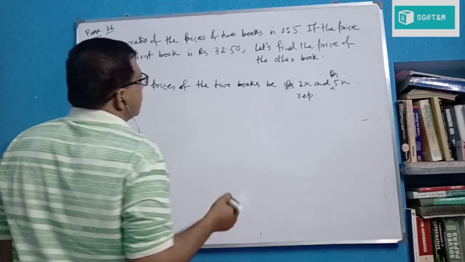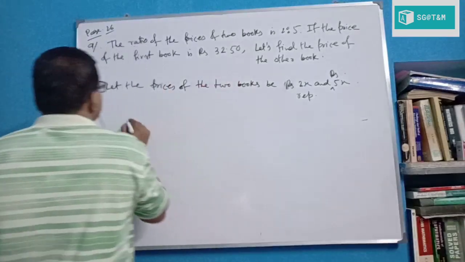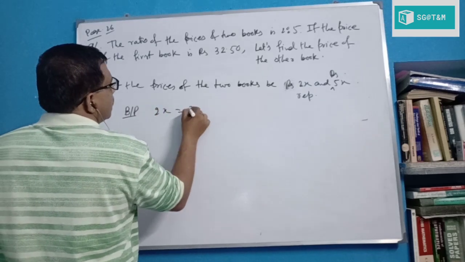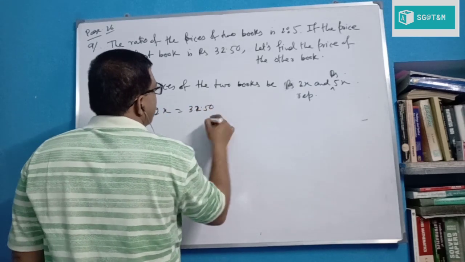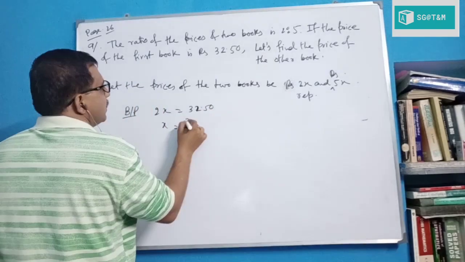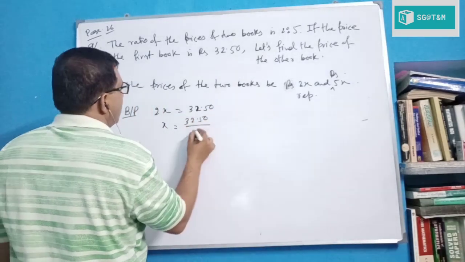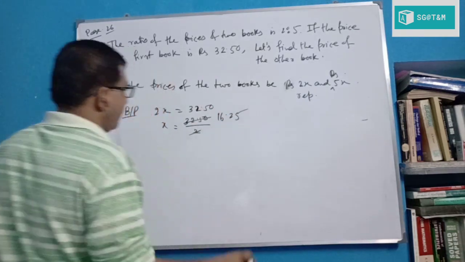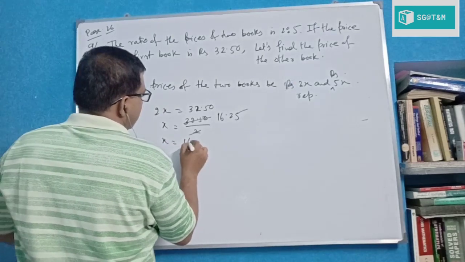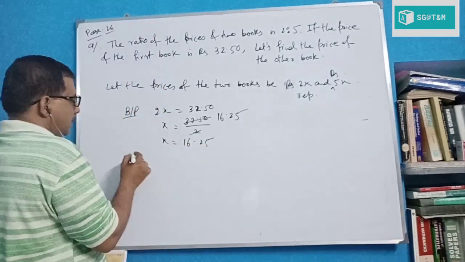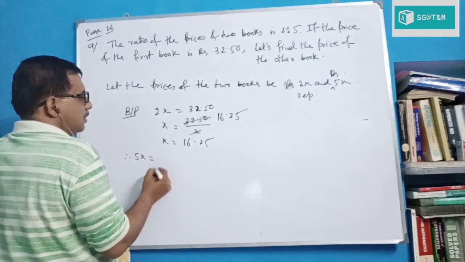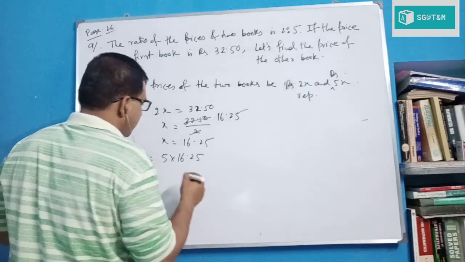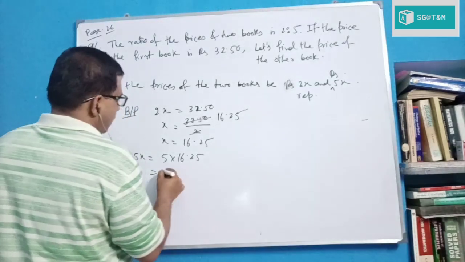Now by the problem it is given that 2x is equal to 32.50. You have to find the value of 5x. That means x is equal to 32.50 by 2, that means 16.25. So the value of x is 16.25. Therefore 5x is equal to how much? 5 into 16.25. We get the same answer, 81.25.